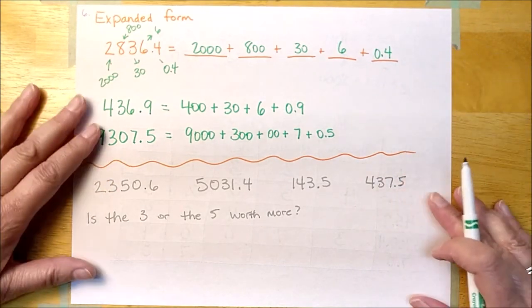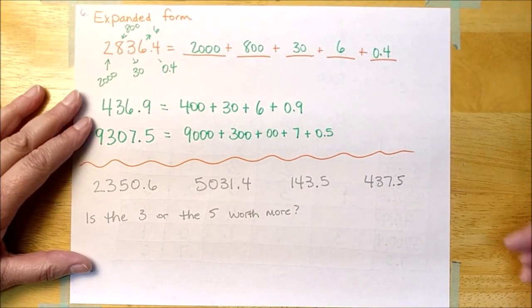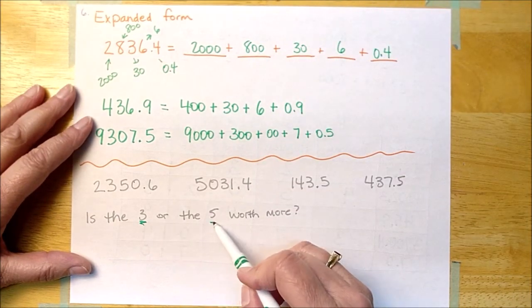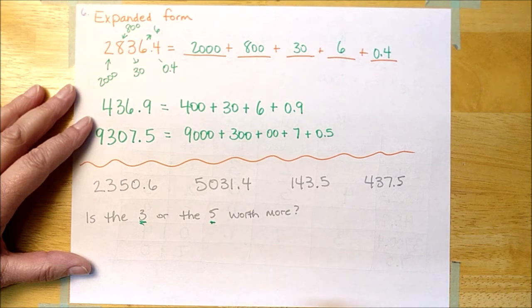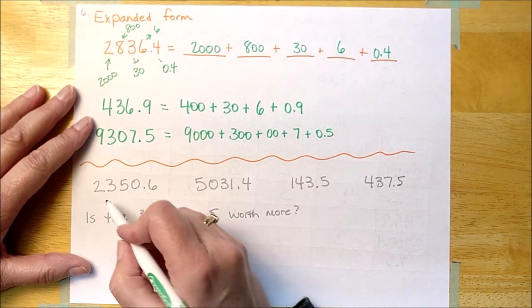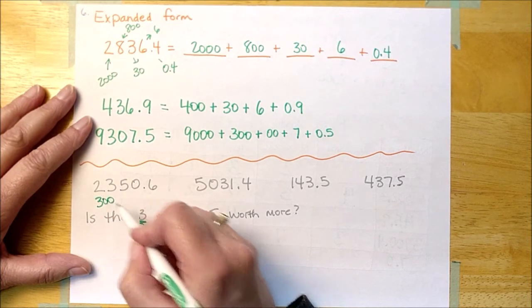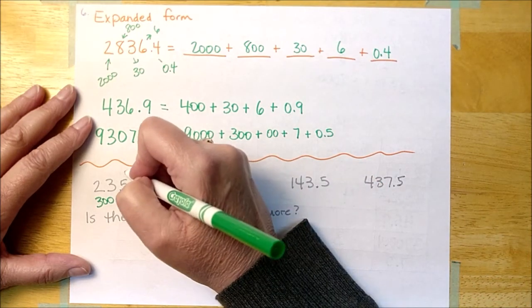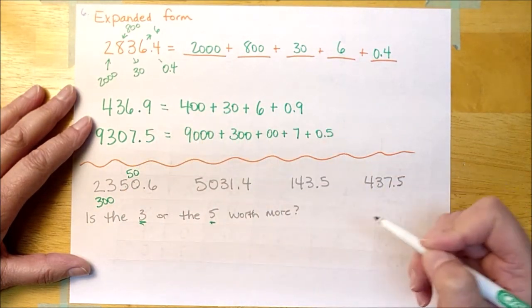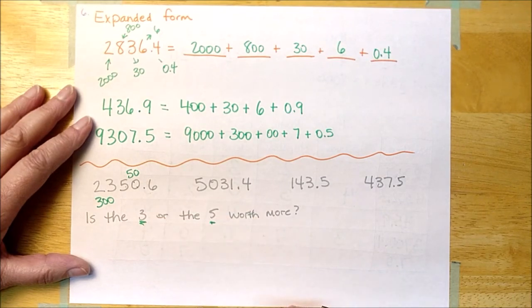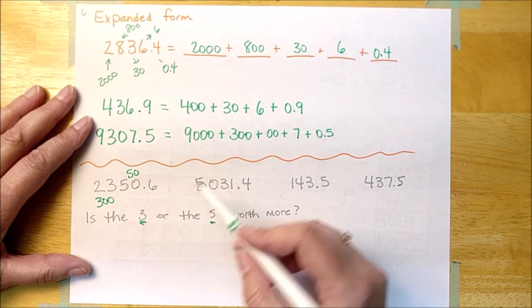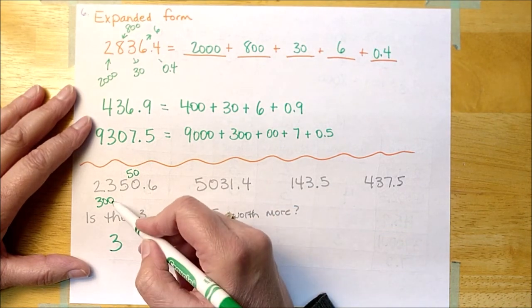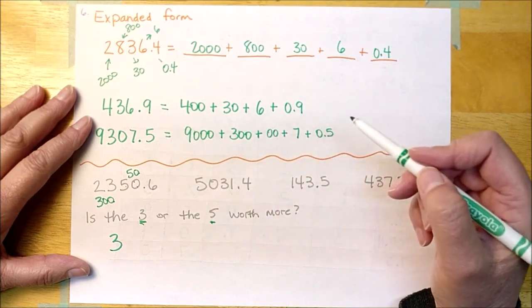Okay, now I got some really interesting questions for you. In these numbers, is the 3 or the 5 worth more? So, okay, we'll start in this number. That 3 is worth 300. Ones, tens, hundreds. He's worth 300. My 5 is in the tens place, so he's worth 50. So in this question, who is worth more, the 3 or the 5? And I would have to say the 3 because he's 300. The 5 is only worth 50.